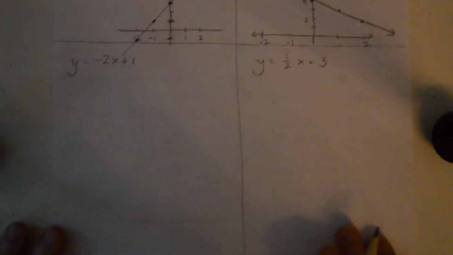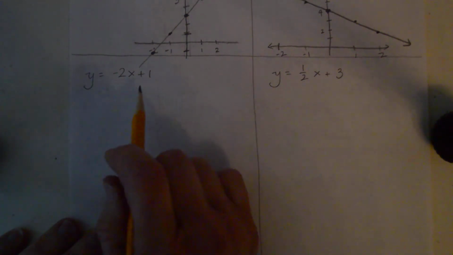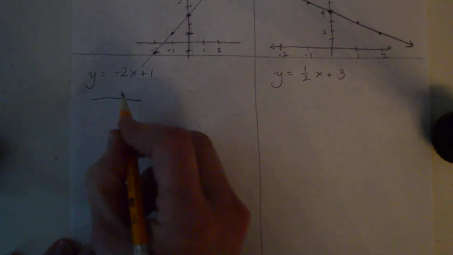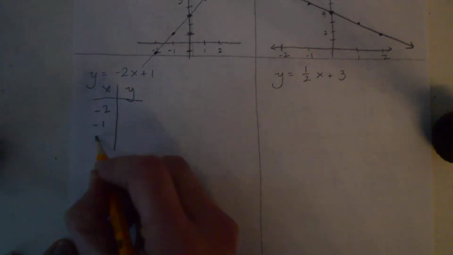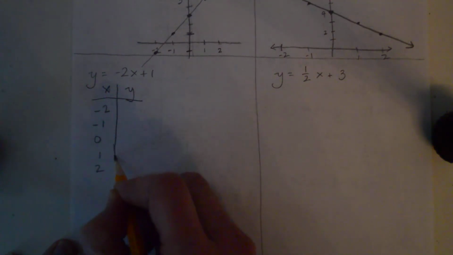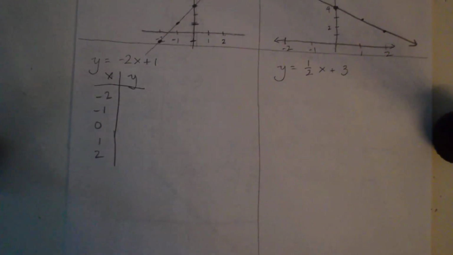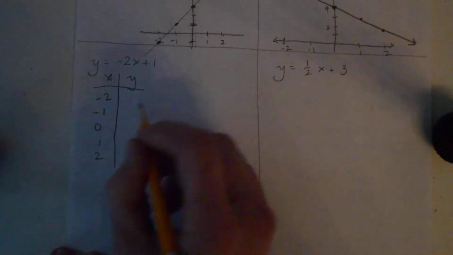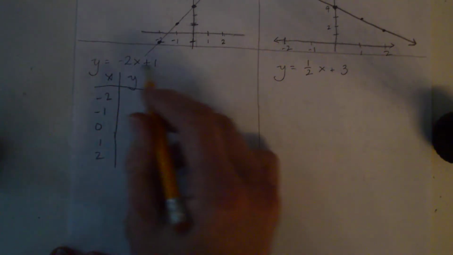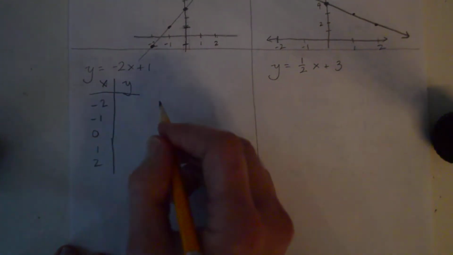Okay, let's try the next two examples. So we have y equals negative 2x plus 1. Again, just as before, I'm going to pick negative 2, negative 1, 0, 1, and 2, just because they're close to the origin, and it just makes it a little bit easier for us. And then as I figure out the y values, I'm going to replace x in this equation with the value that I've selected there and see what y is.